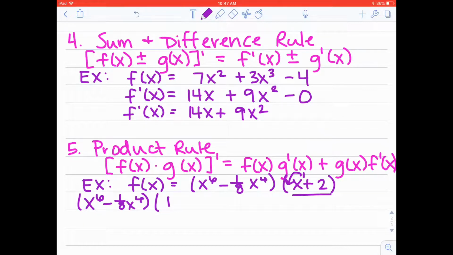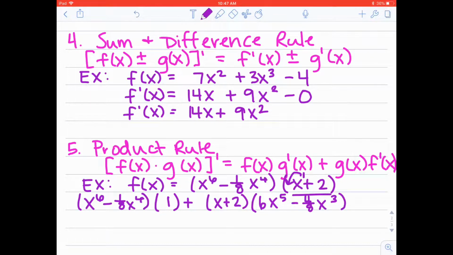So we've got the first times the derivative of the second, plus the second times the derivative of the first. And the derivative of the first one would be 6x to the 5th minus 4 times 1/8 would be 4/8 x to the 3rd. All right.